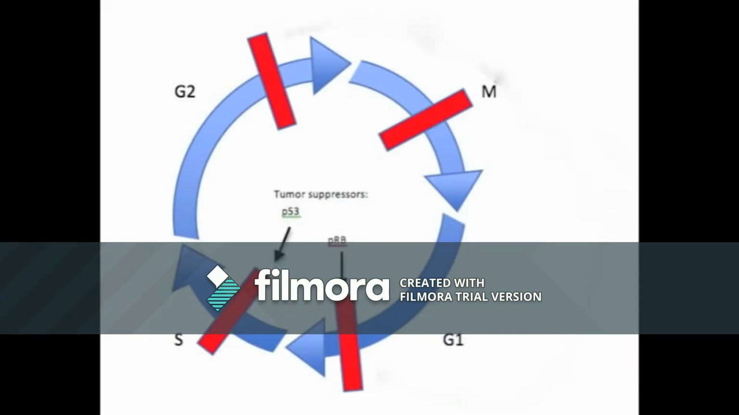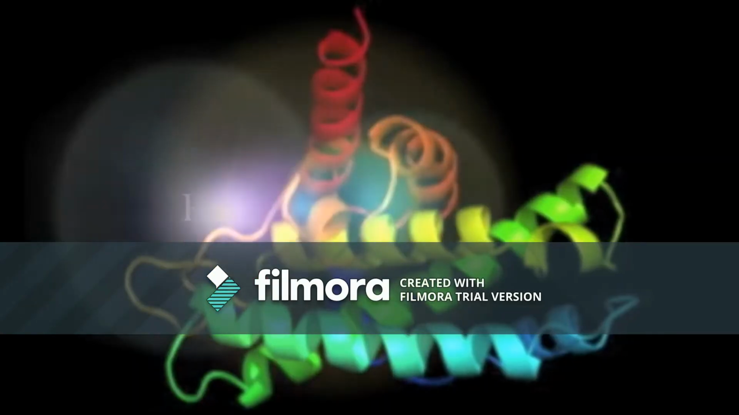These tumor suppressor genes appear at the various checkpoints throughout the cell cycle. 2 important tumor suppressors are p53 and retinoblastoma protein, or pRB.